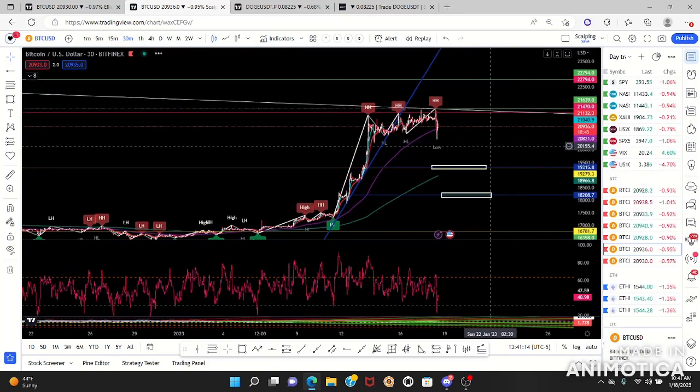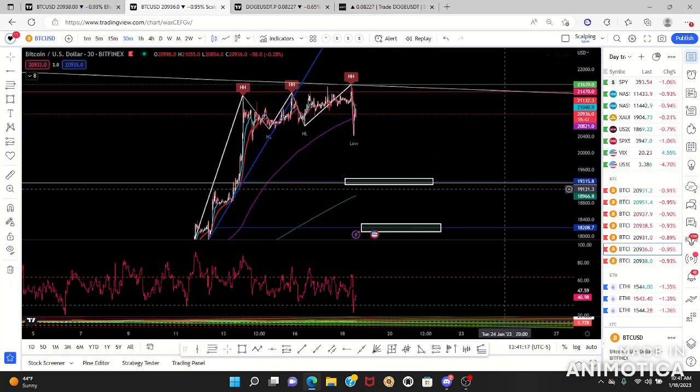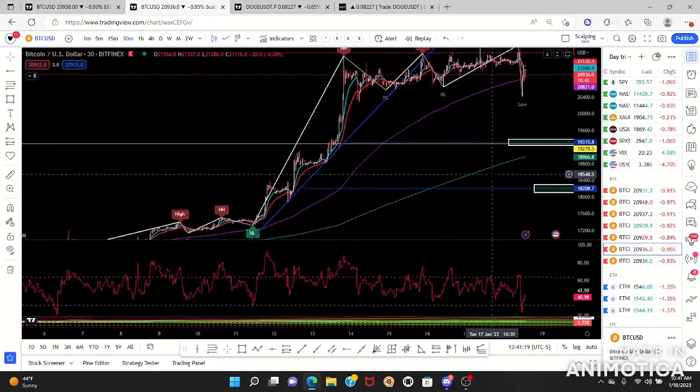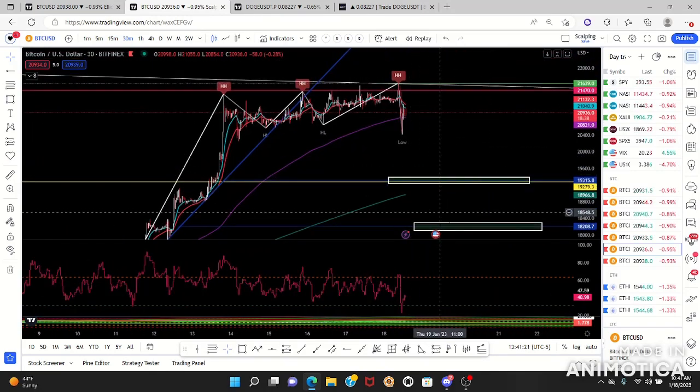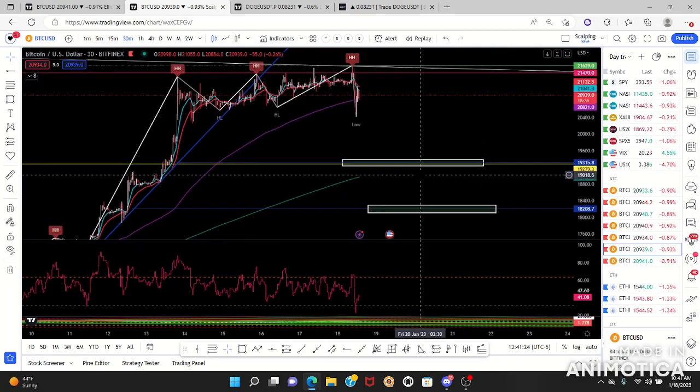So enjoy this trade, have fun with it, and take your profits, get paid. And once we make that new contraction phase, we will decide what comes next.